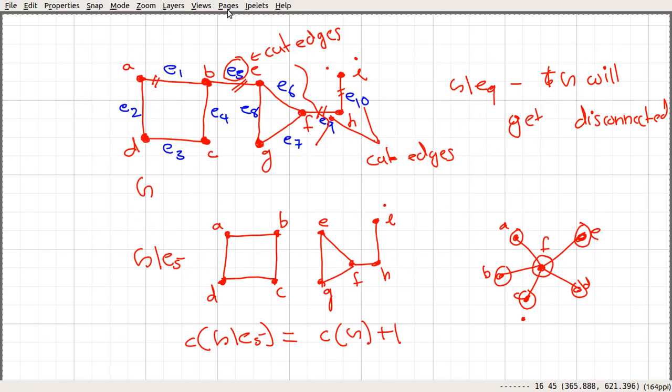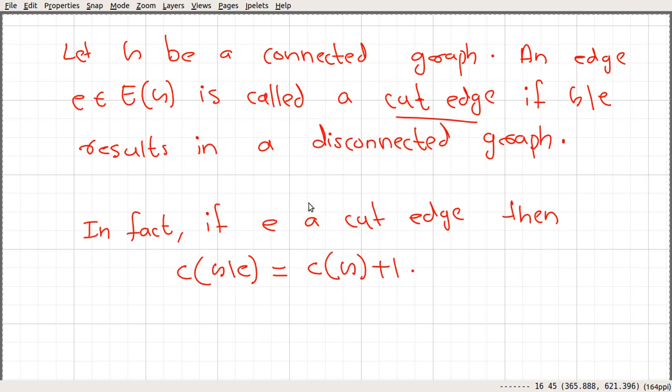And again, we can see that if you look into these graphs, that particular property holds. If you delete this cut edge E9, we started with a graph with one connected component, and after deleting it we have two connected components, one this subgraph and another this subgraph. Similarly, if you delete E10, we started with a graph having a single component, and now we have this graph and this isolated vertex. So you can see that the number of connected components will increase by 1 if you delete a cut edge.